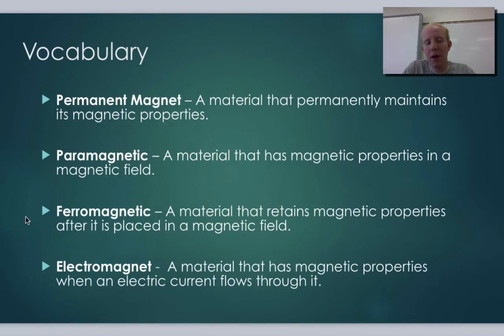And then a ferromagnetic material is a material that retains its magnetic properties after it's been placed in a magnetic field. We'll take a look at this in a second. And then the last one is electromagnet. That's a material that becomes magnetic when electricity flows through it. Those are really cool, and we have a whole unit based on those, with electromagnetism. Let's just go through these each quickly.